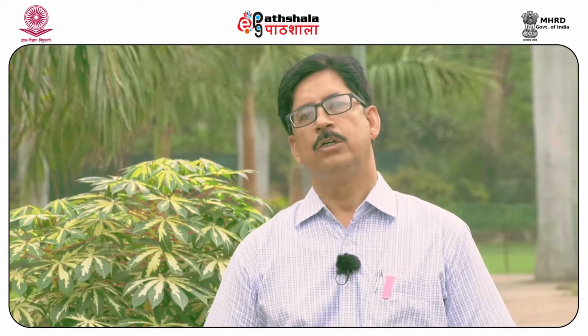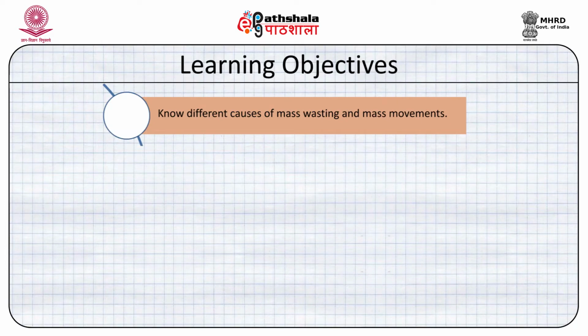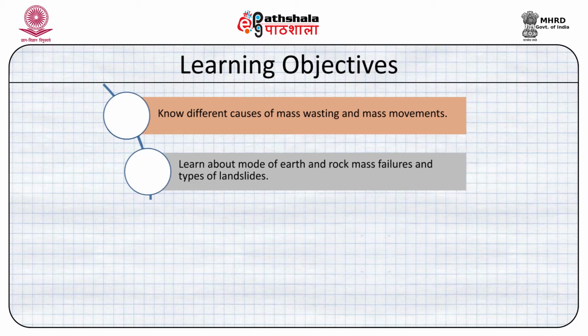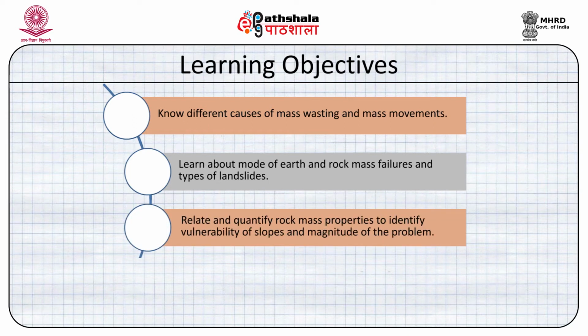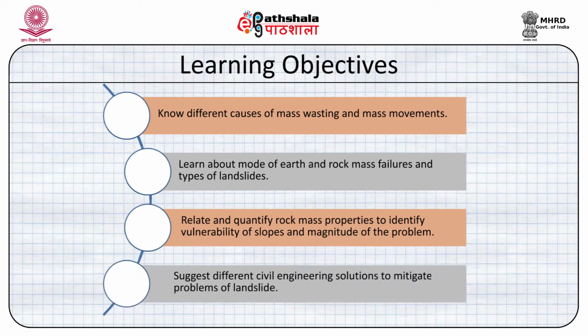In this module, you will be able to know about what are the causes of mass wasting and mass movement. You will come to know about different kinds of rock mass failure and different types of landslides. You will learn about different processes which are involved in the landslides and how to quantify them so that we can have remedial civil engineering measures to control this problem of landslides.